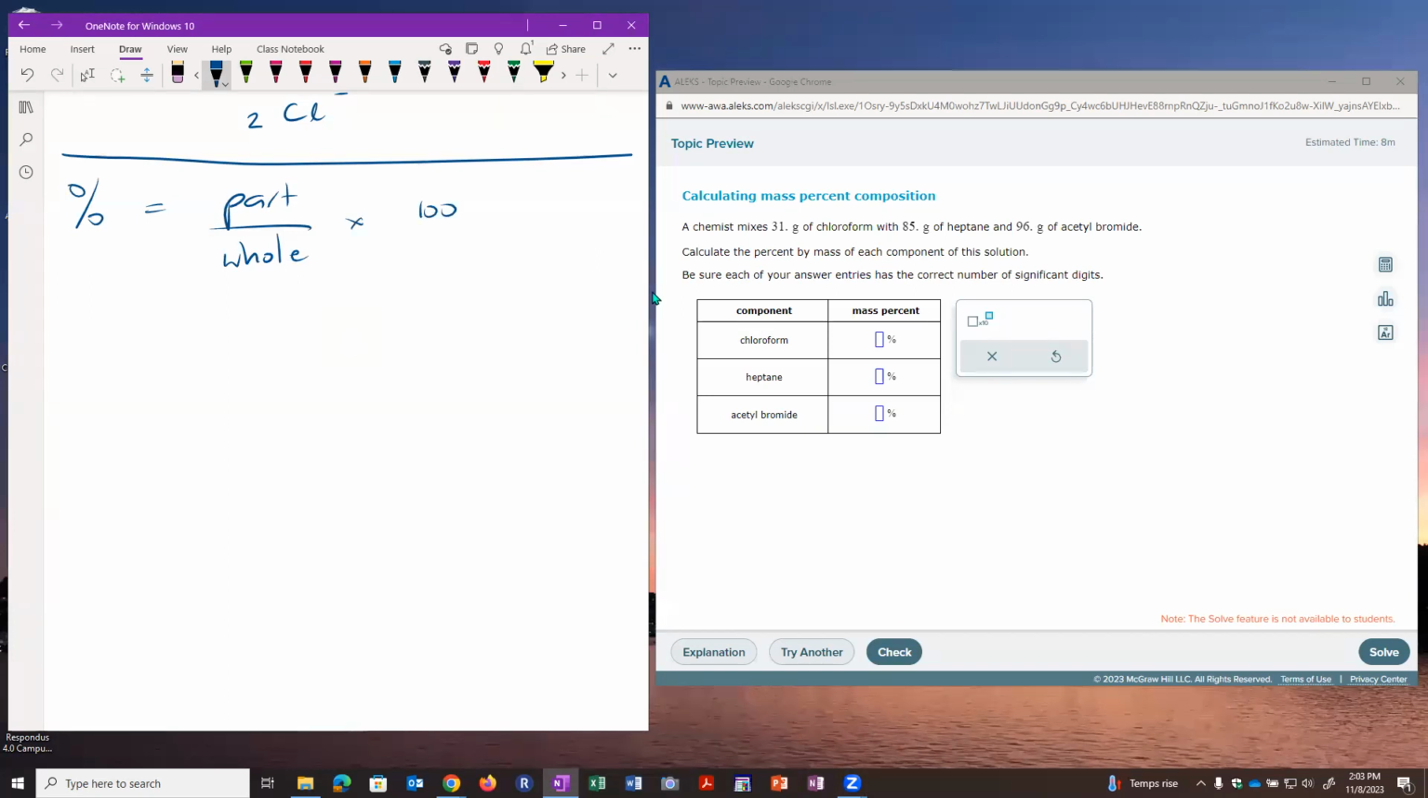So in each of these questions you're given the amount of each of the components. So the whole here is simply the sum of everything. So we have 31 grams of the chloroform. We have 85 grams of the heptane. We have 96 grams of the acetyl bromide. So we put those together. So 31 plus 85 plus 96.